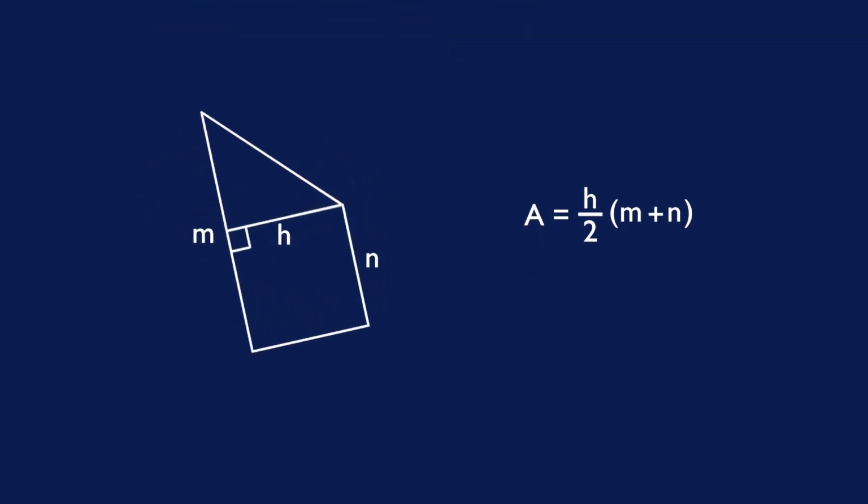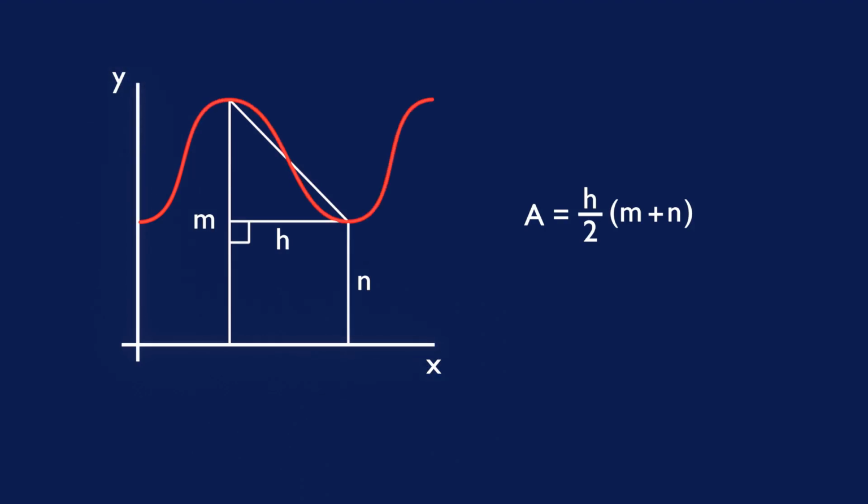If we rotate our trapezoid and put it under a function in a coordinate system, we see that the height becomes the length along the x-axis. Let's call the points on the x-axis A and B. We can see that the distance h is equal to b minus a. Let's update our formula.